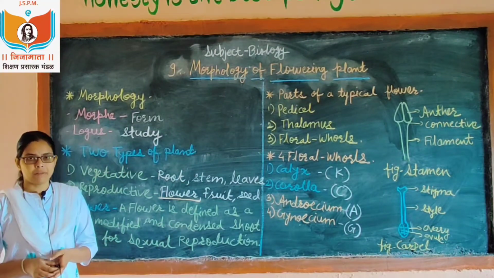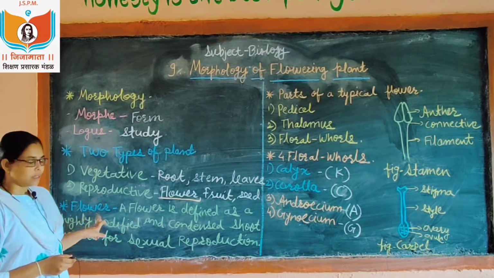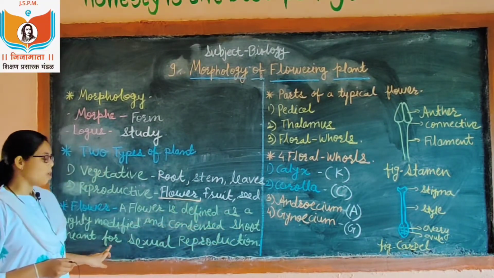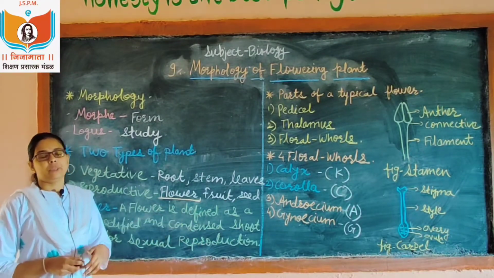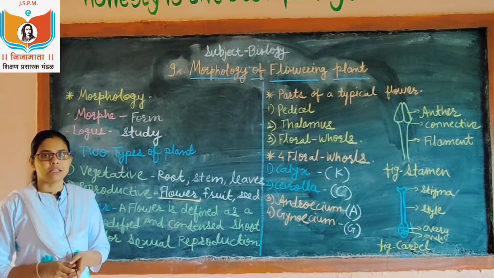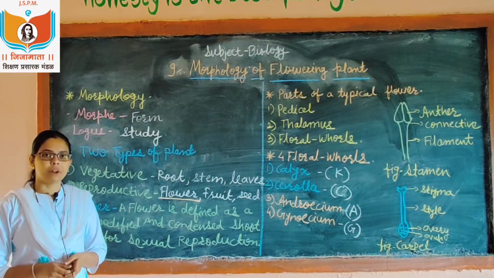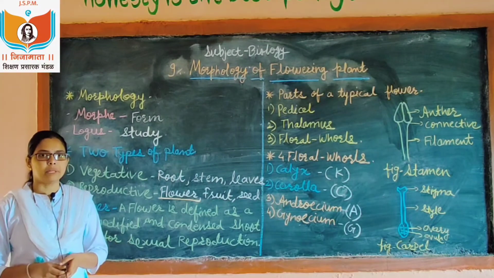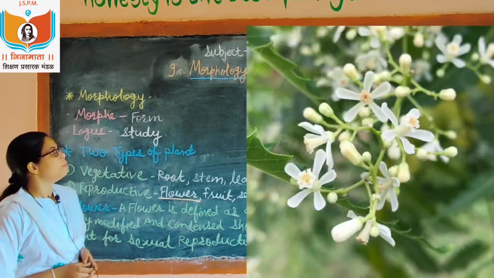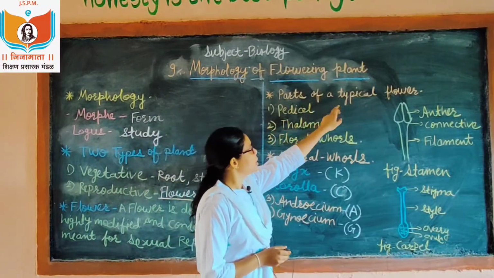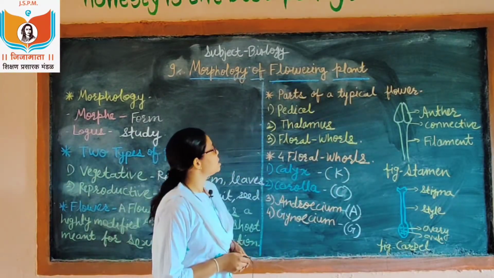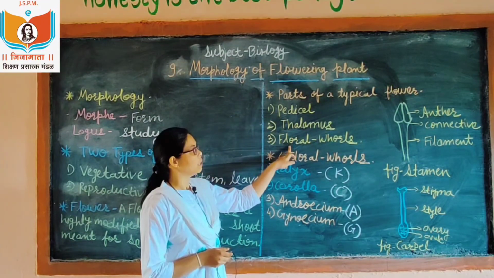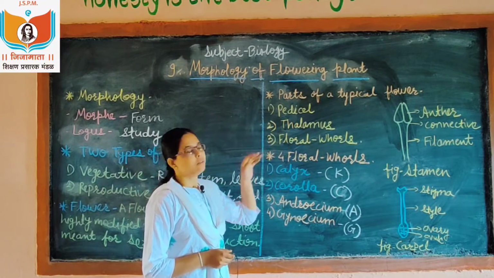What is meant by flower? A flower is defined as a highly modified and condensed shoot made for sexual reproduction. A flower with bracts is called a bracteate flower. Example is sunflower. A flower without a bract is called an ebracteate flower. Example is neem. The next point is parts of a typical flower. A flower consists of three parts. First is the pedicel, second is the thalamus and third is the floral whorls. One by one we see.